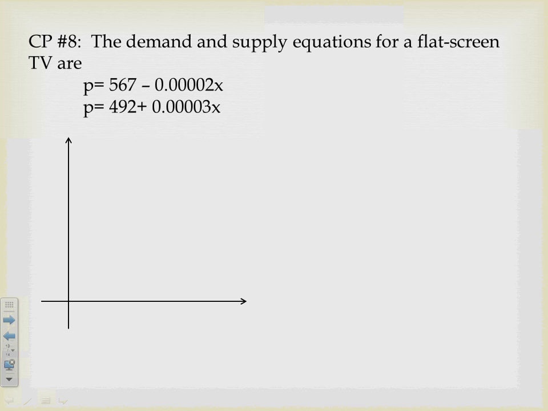All right, so checkpoint number 8 gives us one of these situations. Example 8 in the book does as well. It gives us these two price equations. The demand and supply equations for flat screen TVs are given. Okay, so what we're going to do with these first is rearrange them so that we can graph them.